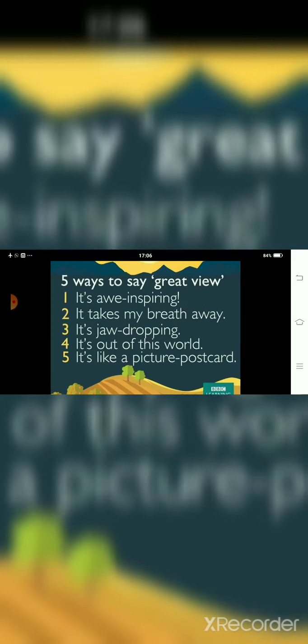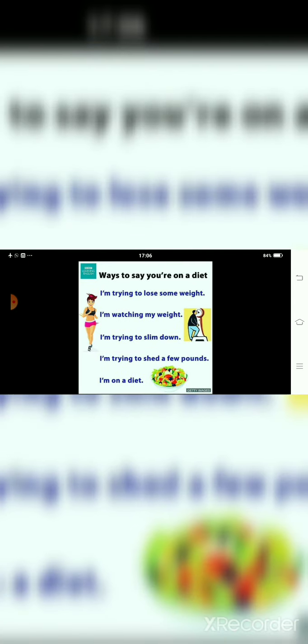Five ways to say great view. It's awe-inspiring. It takes my breath away. It's jaw-dropping. It's out of this world. It's like a picture postcard. Any of these phrases you can use when you see something awe-inspiring: my breath away, jaw-dropping, out of this world, like a picture postcard. So this is the difference.